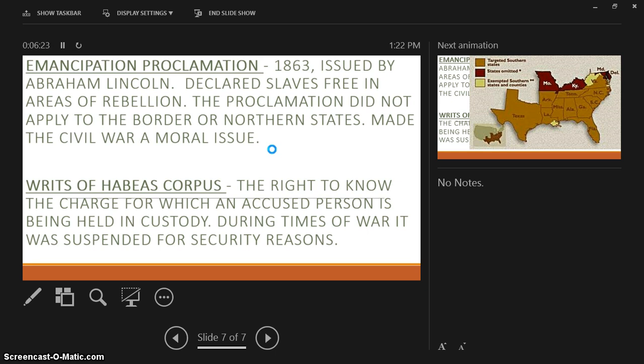And then you have the writs of habeas corpus. The right to know the charge for which an accused person is being held in custody. During times of war, it was suspended for security reasons. And Lincoln gets rid of it. The whole right to a speedy trial, that's the writs of habeas corpus. So when that's gone, you can be thrown in jail and just sit there for years until your trial comes. And who knows when it's going to be. And they did that in a lot of different wars.